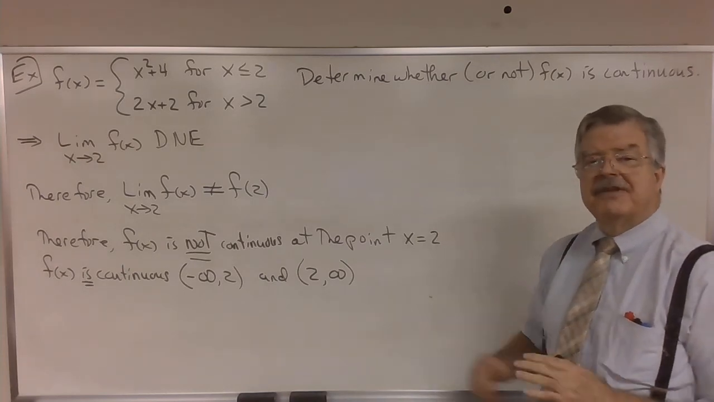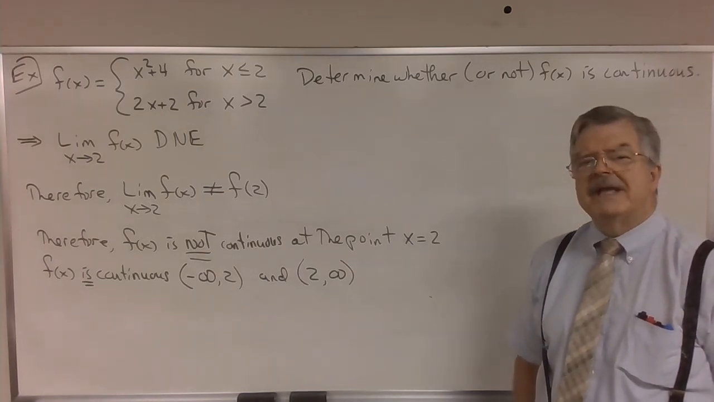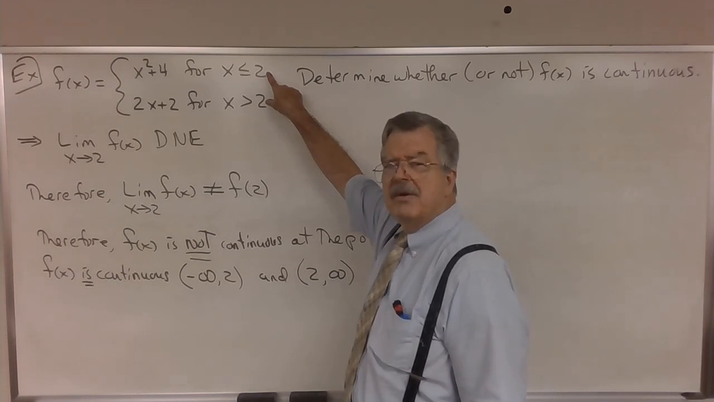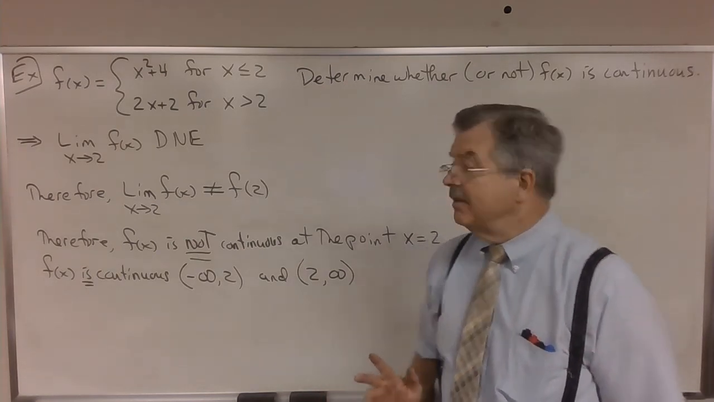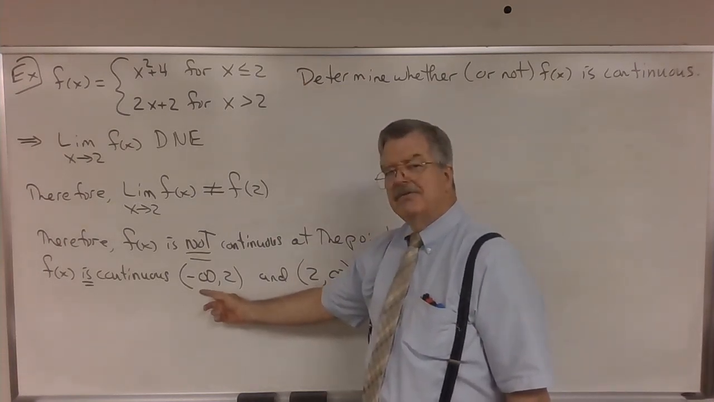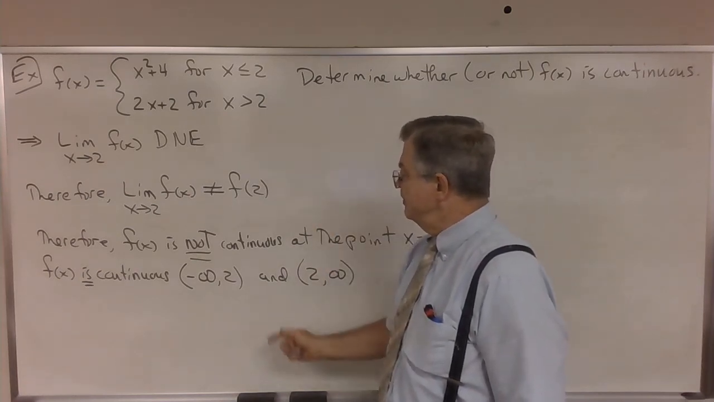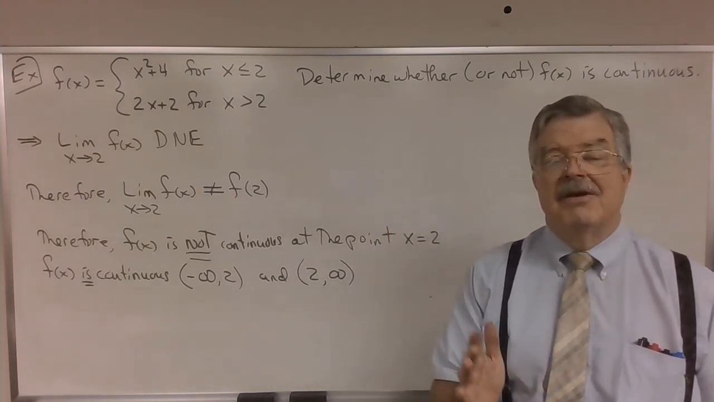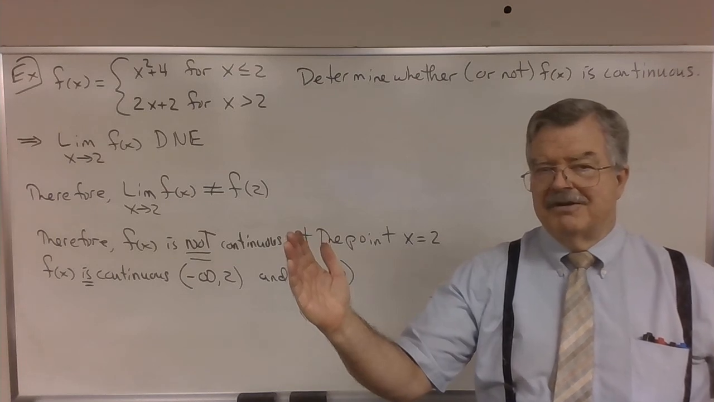Now, that finishes this exercise, but for the sake of concept, suppose that we had discovered that the two one-sided limits were equal, and f of x was continuous at x equal 2. Well, if f of x had been continuous at x equal 2, f of x would have been continuous for all x less than 2, for all x greater than 2, and for x equal 2 itself. We would have been able to say that f of x was continuous for the entire set of real numbers, the interval from negative infinity to positive infinity.